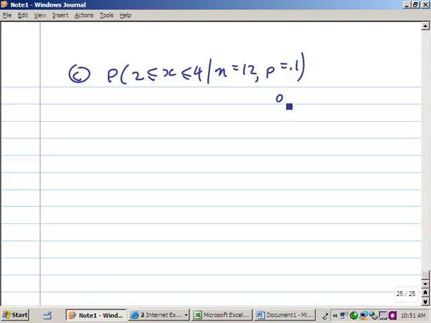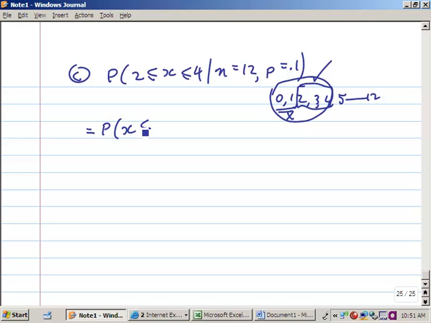Okay, so what we have here, we want 2 through 4. What we can do is get too much, 0 through 4, and subtract out what we don't want, 0 and 1. So that'll be x less or equal to 4, same parameters, so I'll skip them. Then subtract out of that x less or equal to 1.